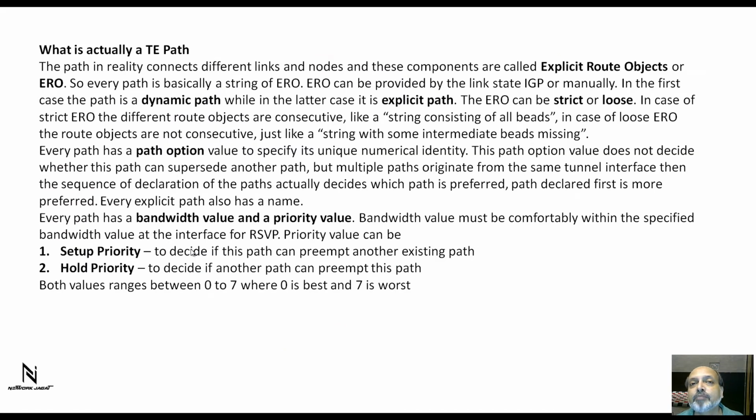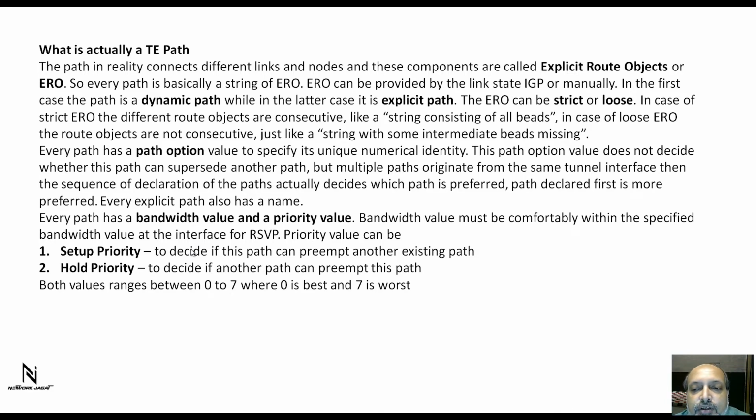But the priority for any particular path, I am having this path and this path, so which particular path to be used? Every path has a bandwidth value and a priority value. The bandwidth value must be comfortably within the specified bandwidth value at the interface for RSVP. The setup priority decides if this path can preempt another existing path, and the hold priority decides if another path can preempt this path. And both values range between 0 and 7, where 0 is best and 7 is worst.